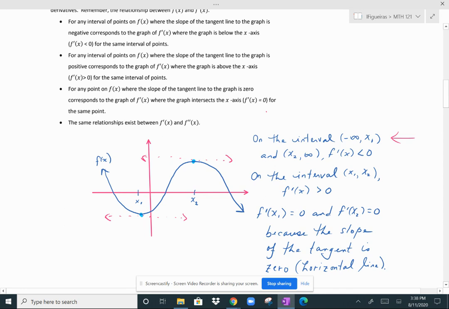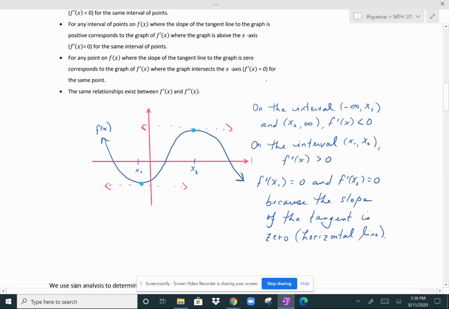Therefore, f prime is negative. On the interval between x sub 1 and x sub 2, so that's this piece here, that's where the slope of the tangent line would be positive. So f prime is greater than 0. And at x sub 1 and x sub 2, well, f prime of x sub 1 would be 0, as well as f prime of x sub 2, because the slopes of the tangent line there is 0 because they are horizontal.